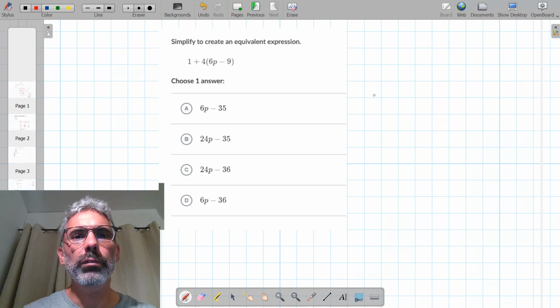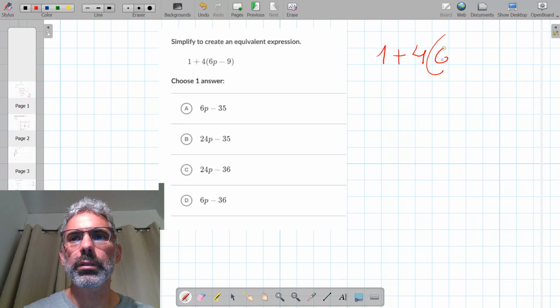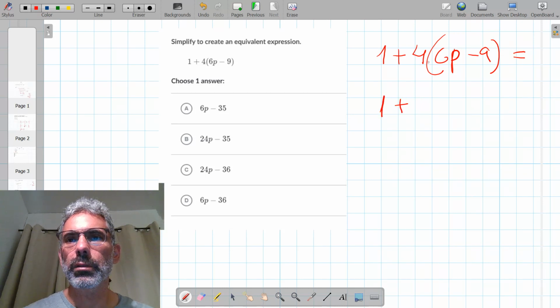Simplify to create an equivalent expression. Okay, so the expression is 1 plus 4 times 6p minus 9, which is 1 plus, we apply the distributive property, so 4 times 6p is 24p, minus 4 times minus 9 is minus 36.